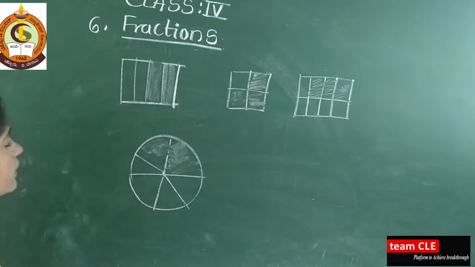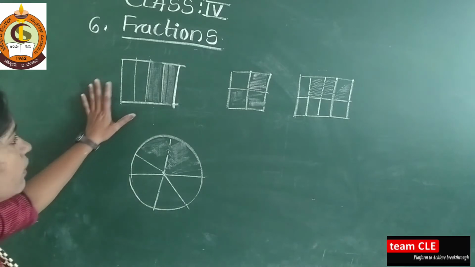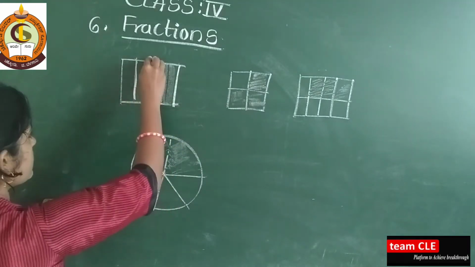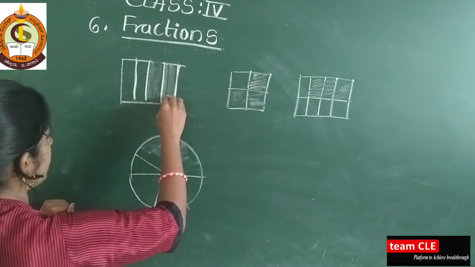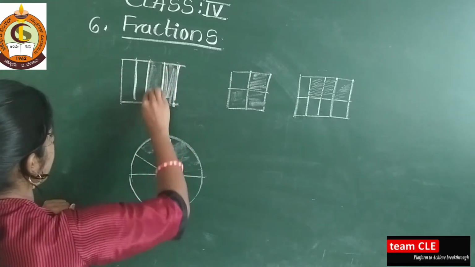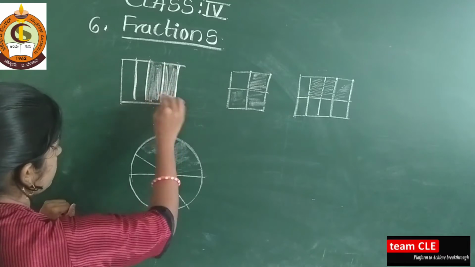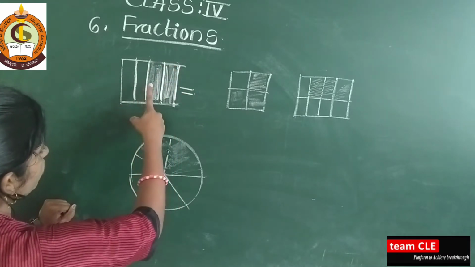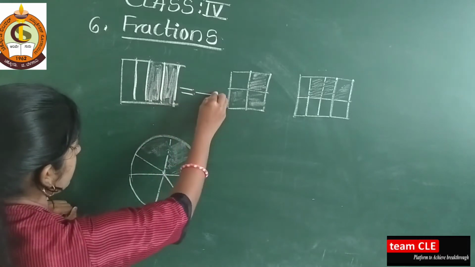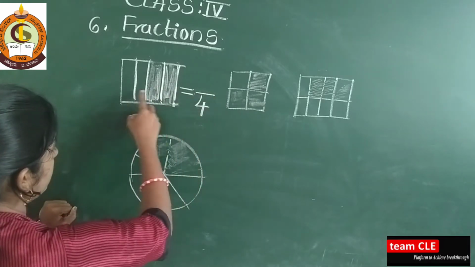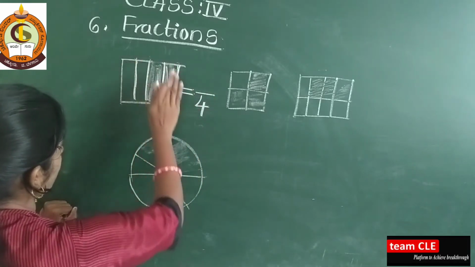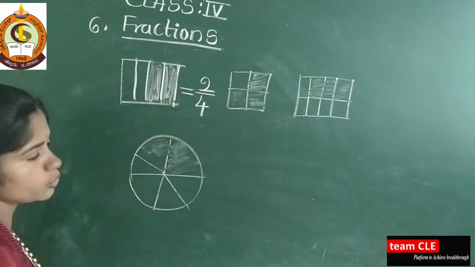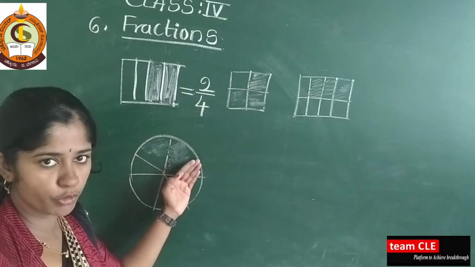See here, dear students, I have drawn one rectangle and made 4 parts, and I shaded 2 parts. Tell me, how many total parts are there? 1, 2, 3, 4. Here you write 4. The total parts are 4 and the shaded parts are 2. So, 2 by 4. How to read this?